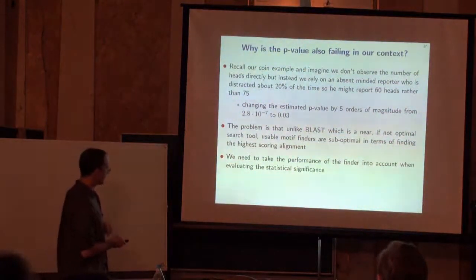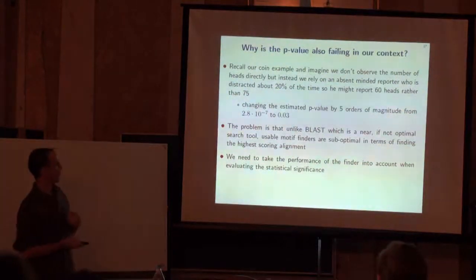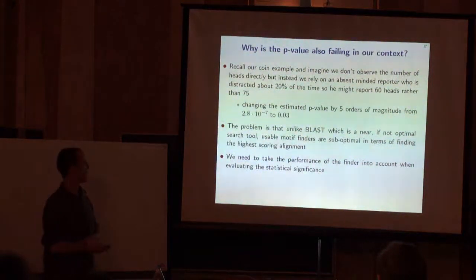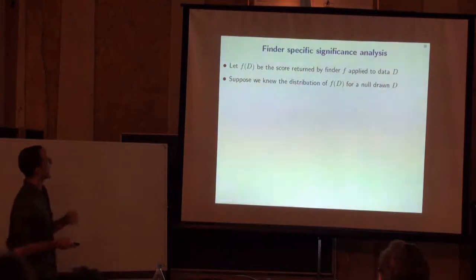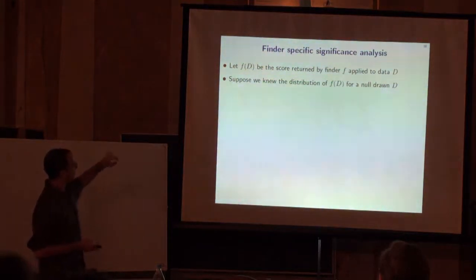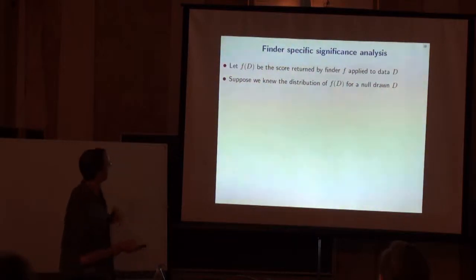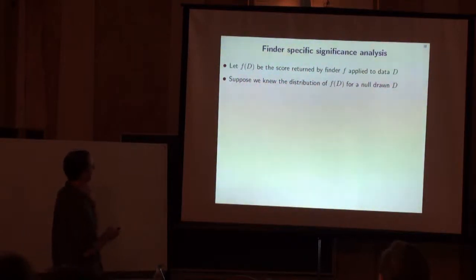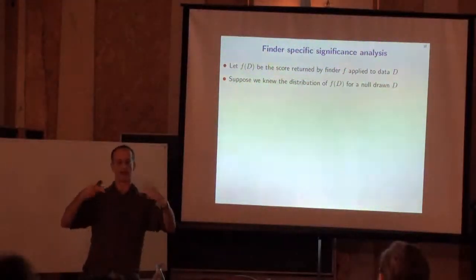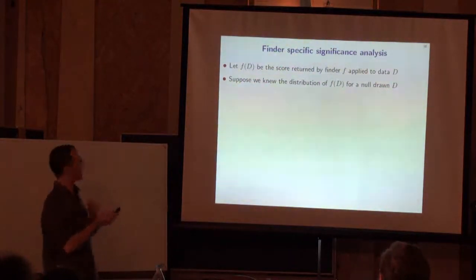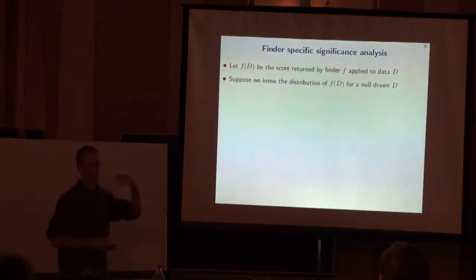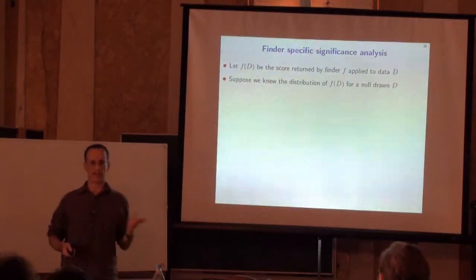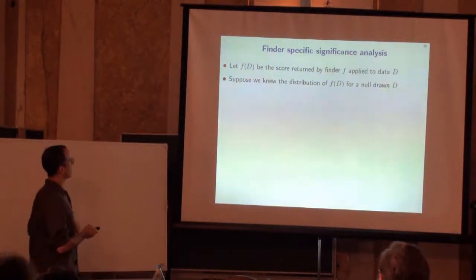So we need to take the performance of the finder into account when evaluating the statistical significance. How can we do that? We call that finder-specific significance analysis. I use this notation of a finder f together with the specific parameters that you have given that finder. This f is applied to data D, and f of D is the score of the optimal motif that finder with these parameters found on the data D.